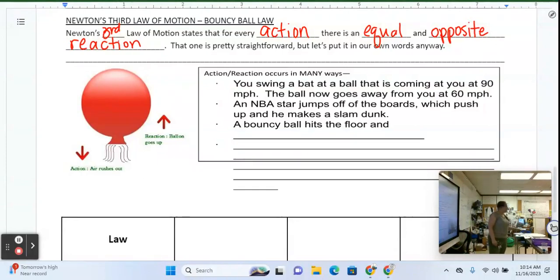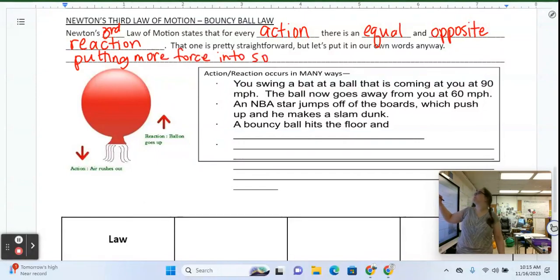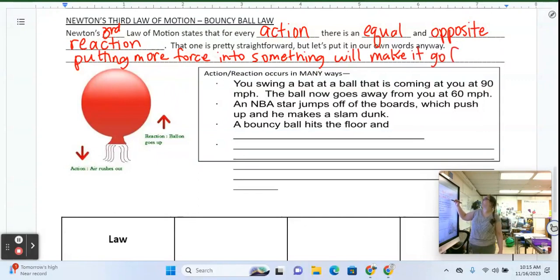For every action, there is an equal and opposite reaction. Okay, so putting more force into something will make it go further. So when I swing hard at that baseball that's coming at me at 90 miles an hour and I smack it perfectly and the ball now goes away at 60 miles an hour, that is action, reaction. For every action, there is an equal and opposite reaction.